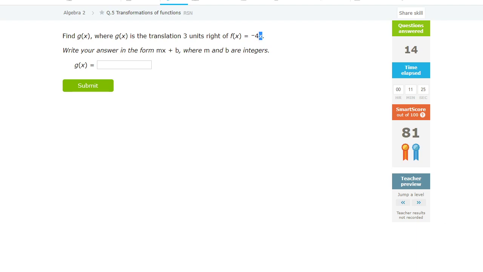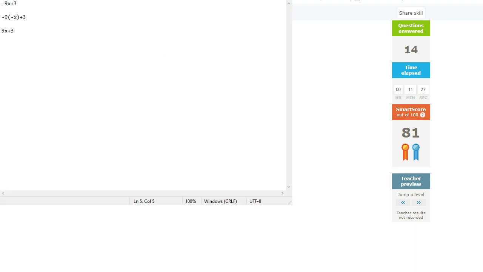So let me go back to my notepad here. So here's the function I started with. And if I go 3 units to the right, that means I'm going to have x minus 3 inside.